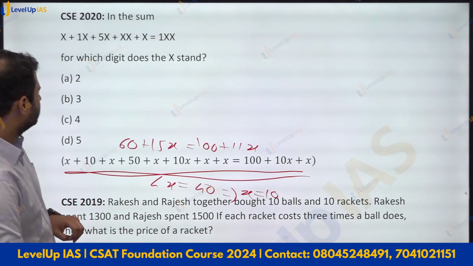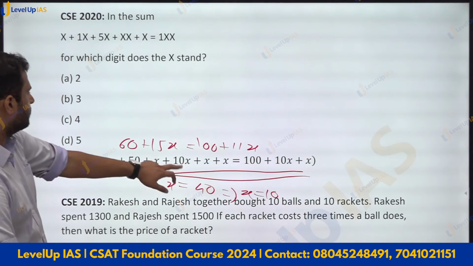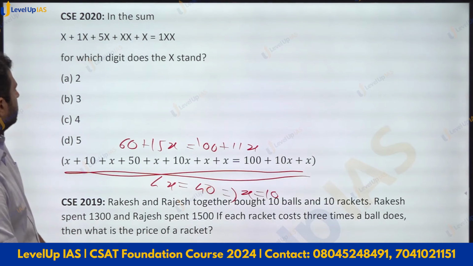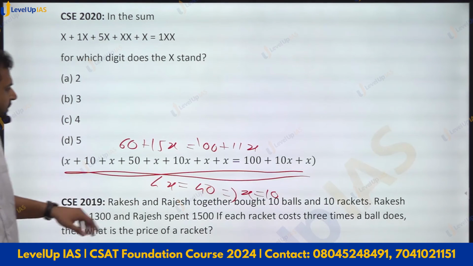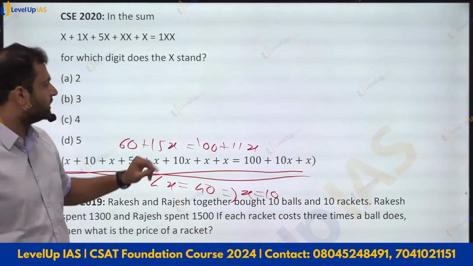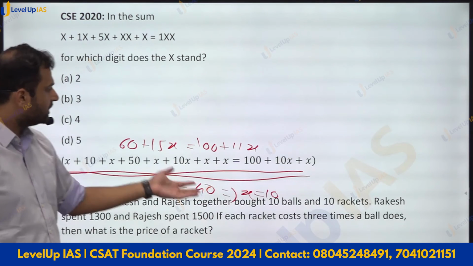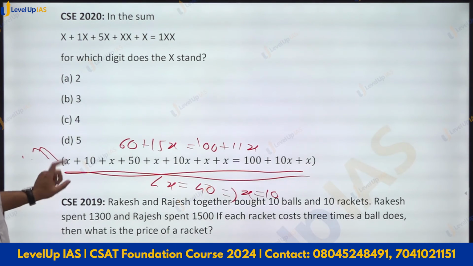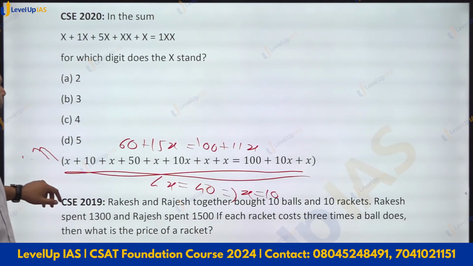So x is equal to 40 by 4 is 10. Is there something wrong? I think there is some typo in this question, but this is how you have to solve it. There is some typo here, definitely. Please check this question, but this is how you have to solve. You have to expand everything in the place value system and just solve this equation to get x. You should get a single digit answer. Here there is some typo, definitely.